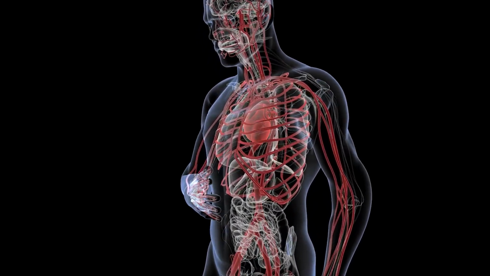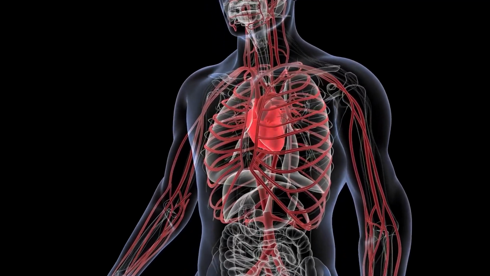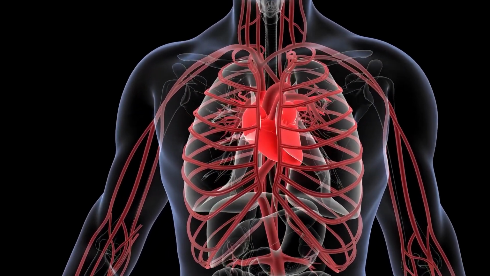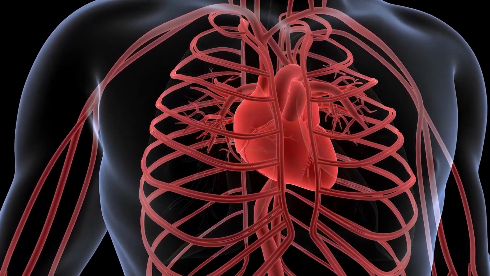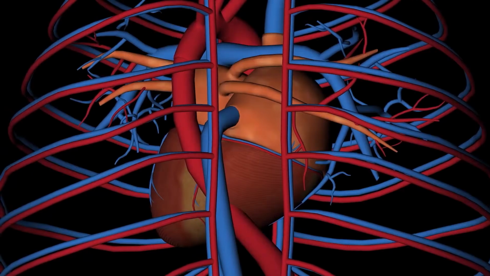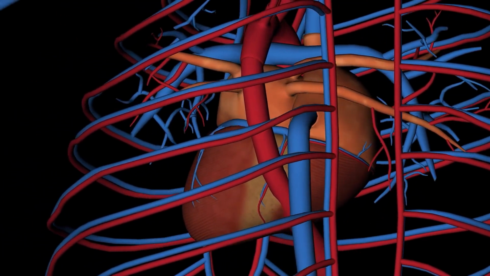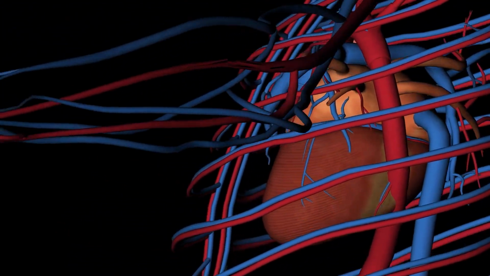The heart has 4 chambers: the left and right atria, and the left and right ventricles. The right atrium is the upper chamber on the right side of the heart. It receives oxygen-depleted blood from the body and pumps it into the right ventricle through the tricuspid valve. The right ventricle is the lower chamber on the right side of the heart. It pumps the oxygen-depleted blood to the lungs through the pulmonary artery to be oxygenated.